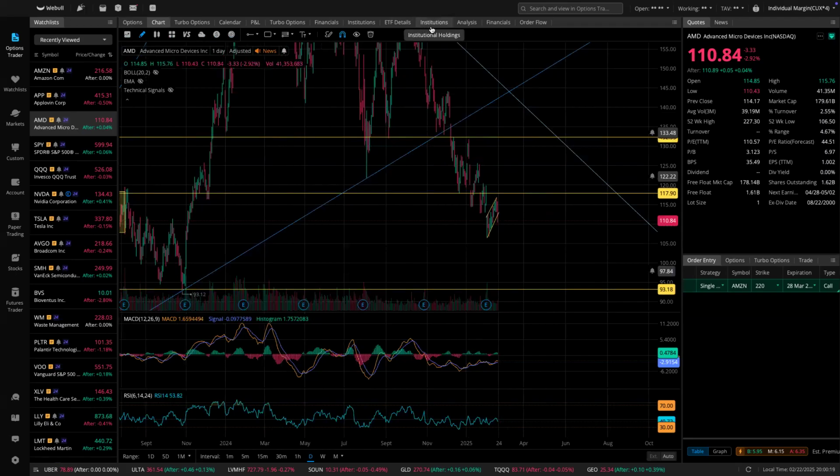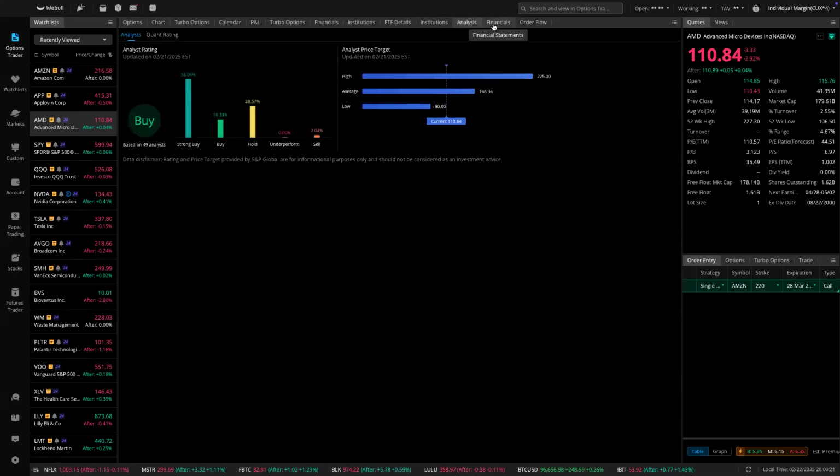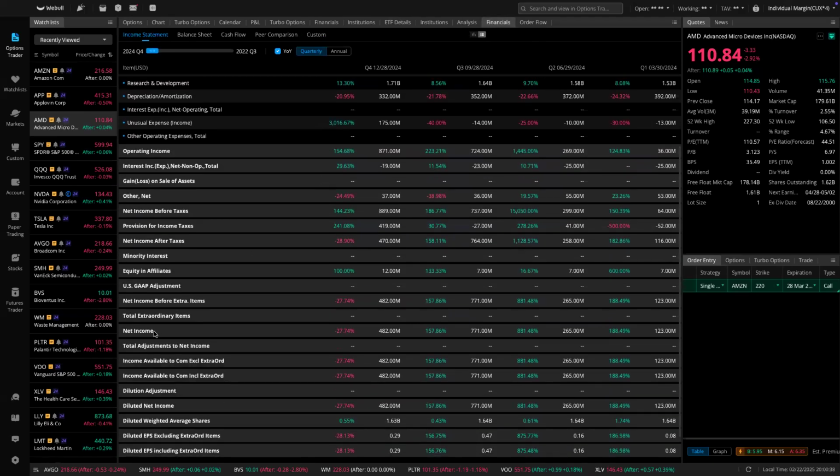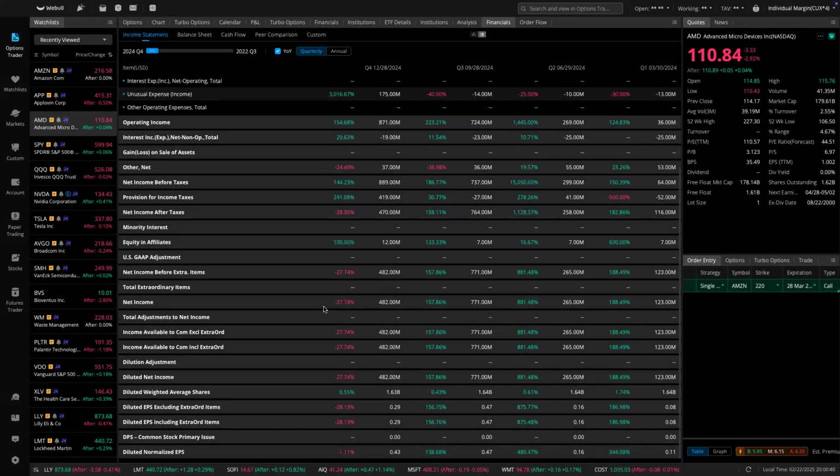If you look at AMD, let's go to the financial statement. What do you see here? Strong buy, 52%. Buy, 16%. Hold, 28.57%. In the financial statement, you look at the net income for AMD.